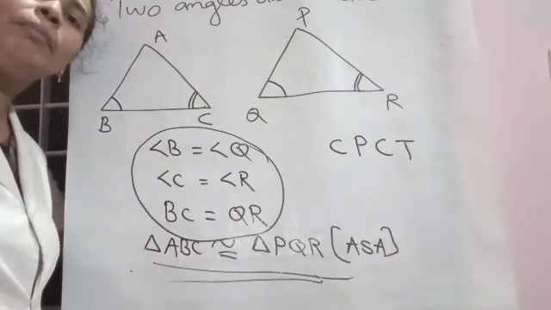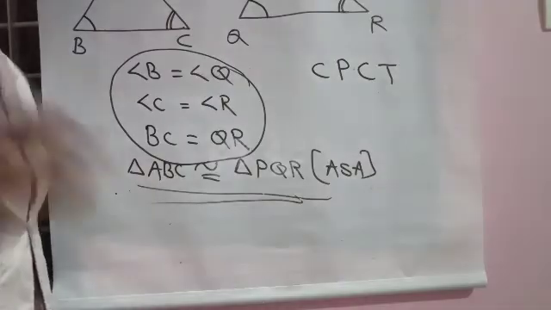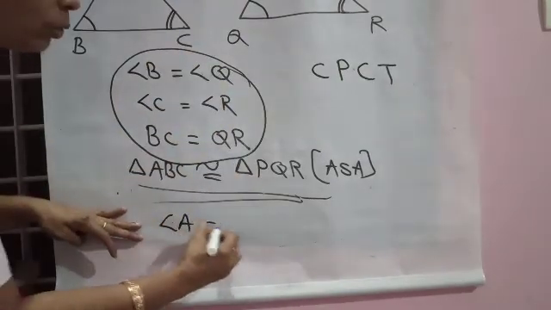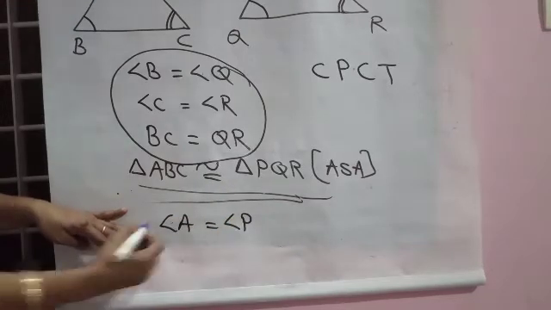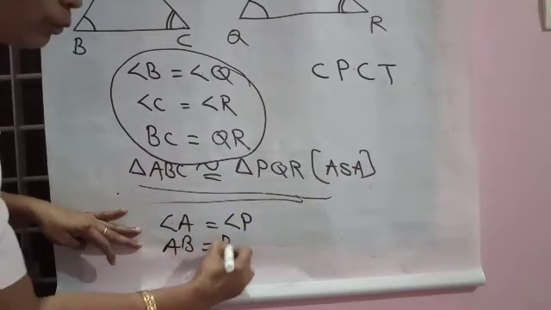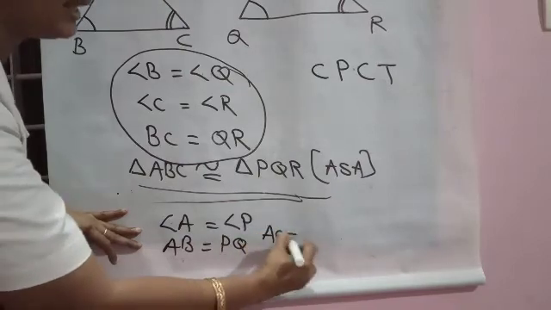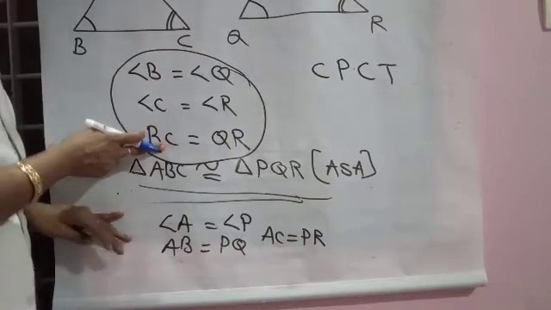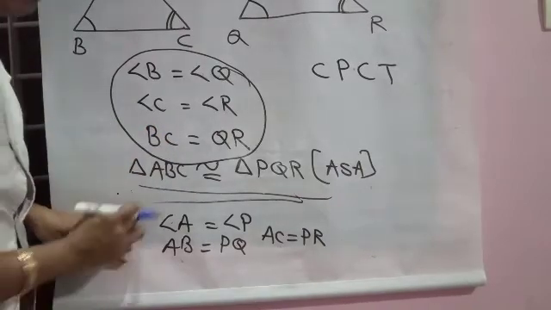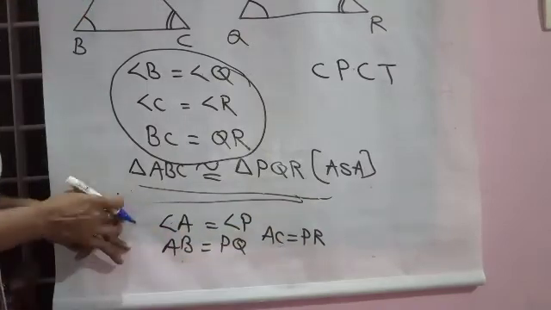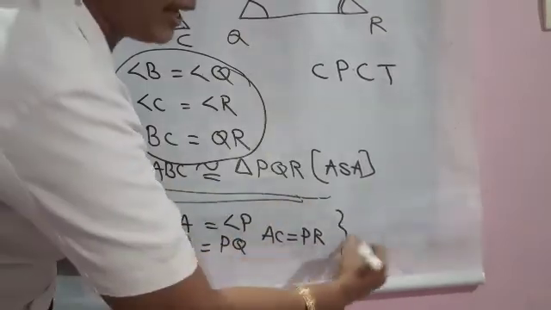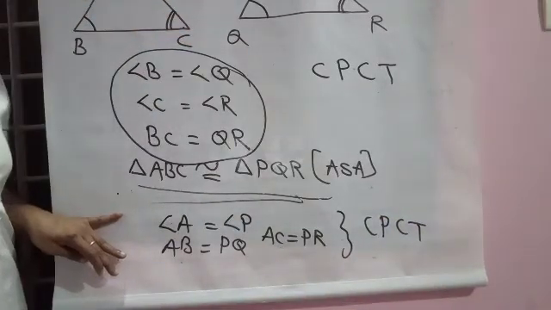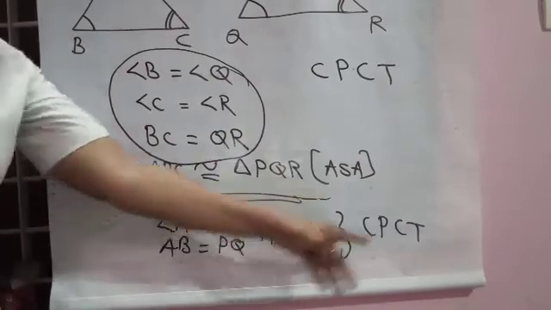So what are the remaining parts in that triangle for us? Remaining parts except the 3. There is a condition A equal to P, and side AB with PQ, similarly side AC with PR. So when two triangles are congruent, what can we write? Remaining parts are also equal to one another and they are otherwise known as CPCT, corresponding parts of congruent triangles.